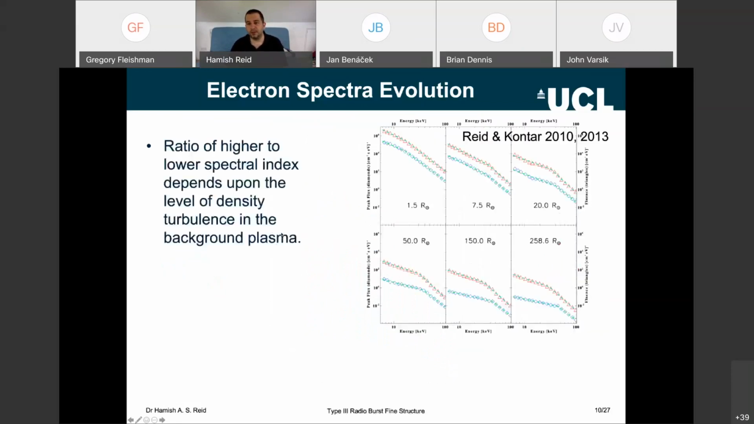And there's an energy loss, which causes the steepening of the spectrum. Just taking a still there for the 6 different distances towards the Earth, we found that the ratio of the higher to the lower spectral index depended upon the simulated level of density turbulence in the background plasma. The higher the density turbulence, the fewer Langmuir waves were produced, and so the smaller the steepening in the power law. If you don't have as much density turbulence, you get a larger steepening in the power law because more Langmuir waves are generated, and then there's a larger energy loss.